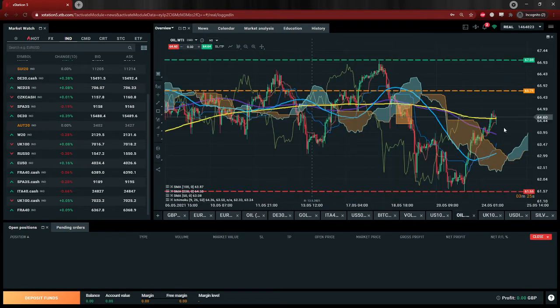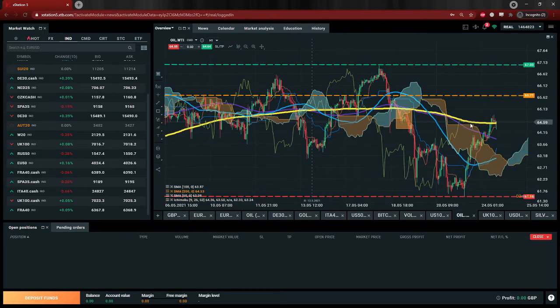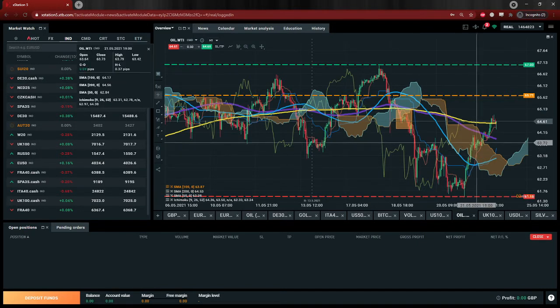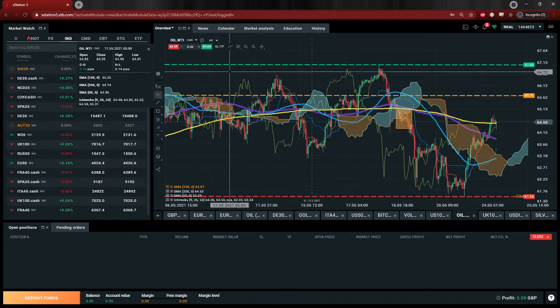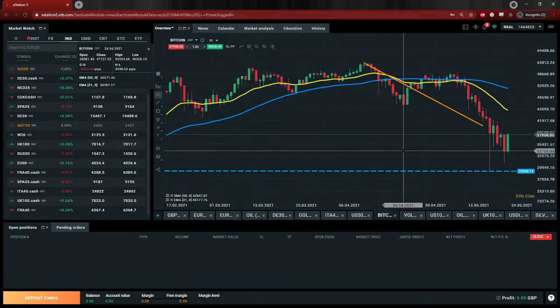If we take a look at WTI, similar situation, obviously, you'll see the 200 SMA. And from the drop, the recovery is continuing today, around 1.5% up, trading around 64.50. Let's take a look at currencies quickly. Let's take a look at Bitcoin.